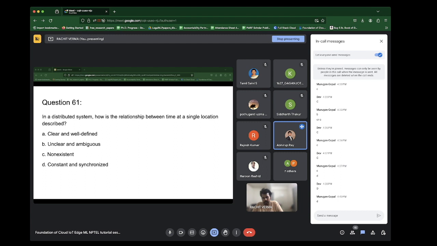But does it mean that in a single location there are many devices some distance apart? Oh, no. I mean, like, in a single location, one device. Then it's clear and well defined also. What does that mean? See, if it's only one device, synchronized to what? It doesn't make sense actually.